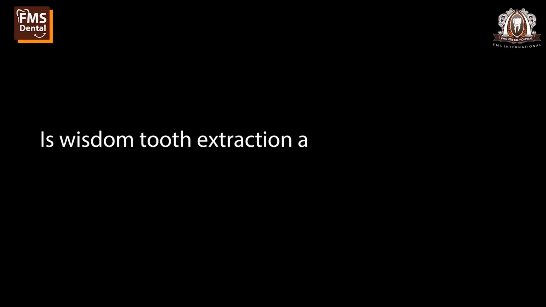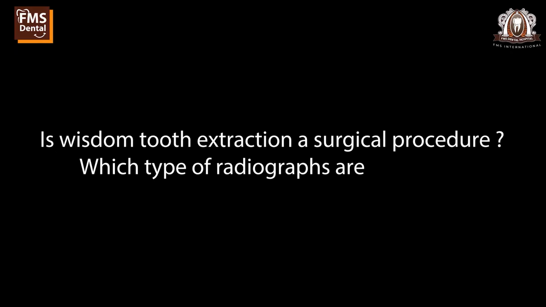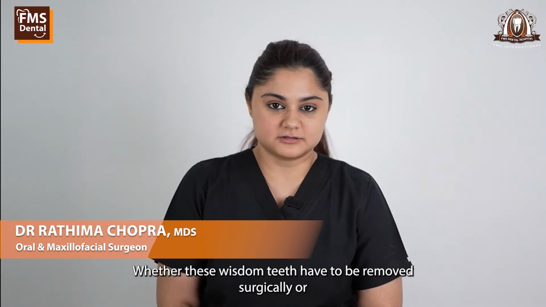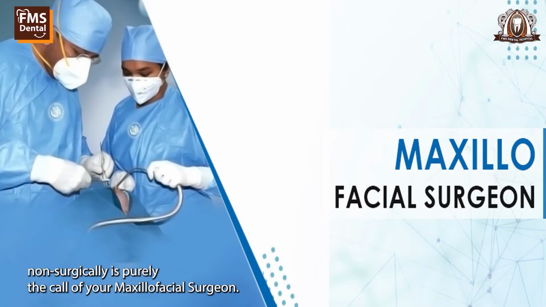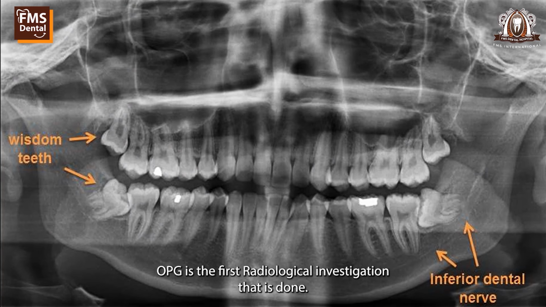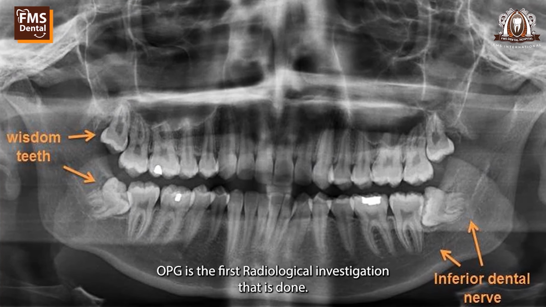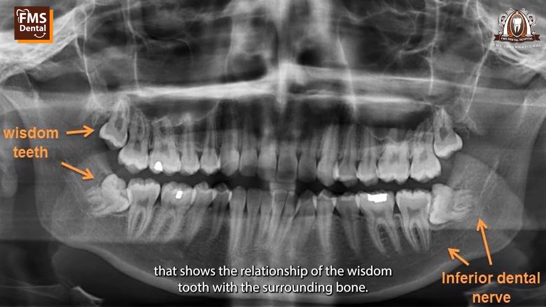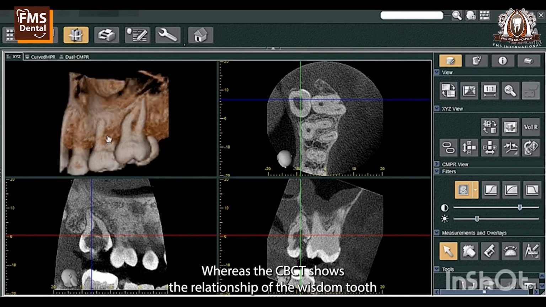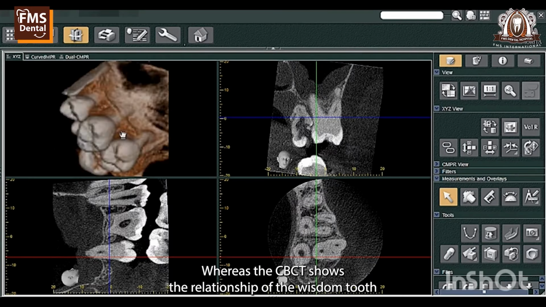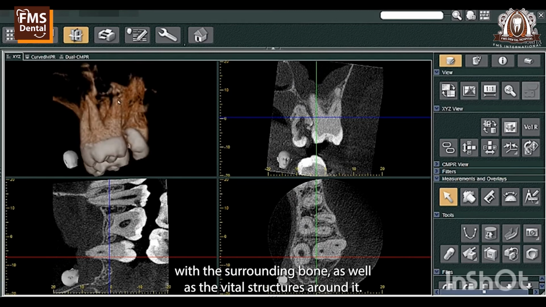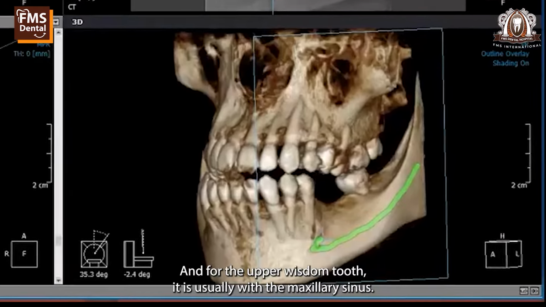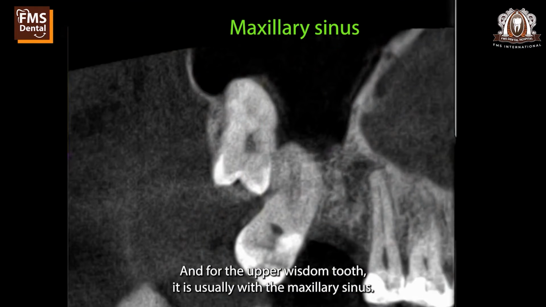Is wisdom tooth extraction a surgical procedure? Which type of radiographs are required? Whether these wisdom teeth have to be removed surgically or non-surgically is purely the call of your maxillofacial surgeon, and that is done with the help of X-rays. OPG is the first radiological investigation that is done. It is a 2D representation that shows the relationship of the wisdom tooth with the surrounding bone. Whereas the CBCT shows the relationship of the wisdom tooth with the surrounding bone as well as the vital structures around it. For the lower wisdom tooth, it is the relationship with the inferior alveolar nerve, and for the upper wisdom tooth, it is usually with the maxillary sinus.